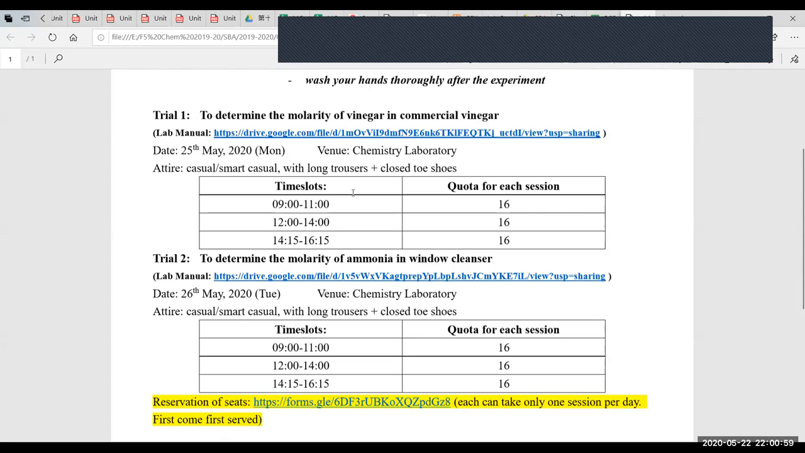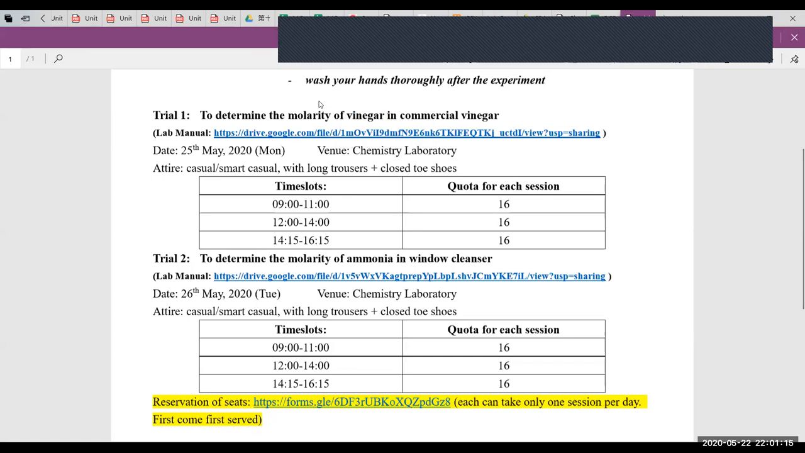We have got two labs. One is to determine the molarity of ethanoic acid in commercial vinegar. It's not vinegar, it's the molarity of ethanoic acid in commercial vinegar. And the second one, now this one I would like to change. You are going to determine the molarity of sodium carbonate in what?